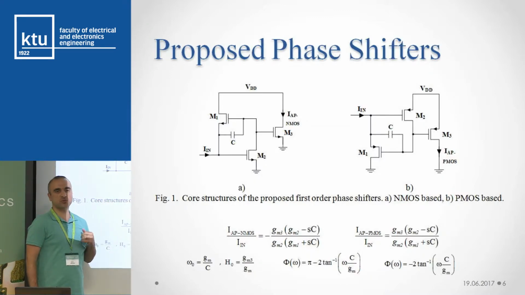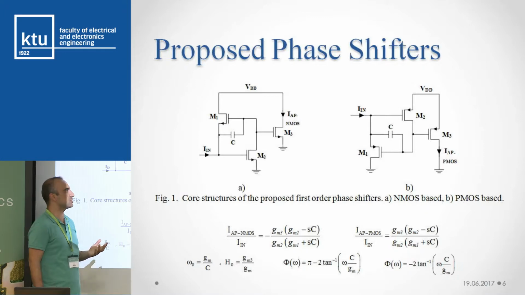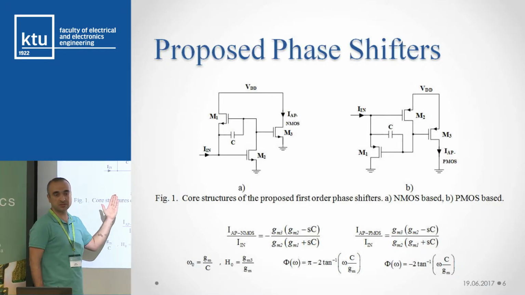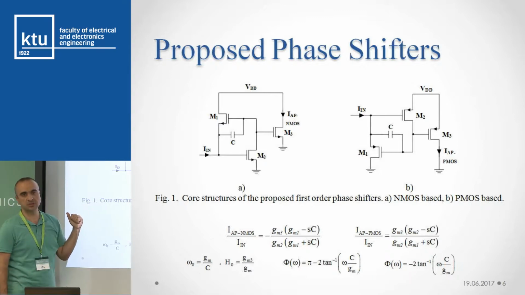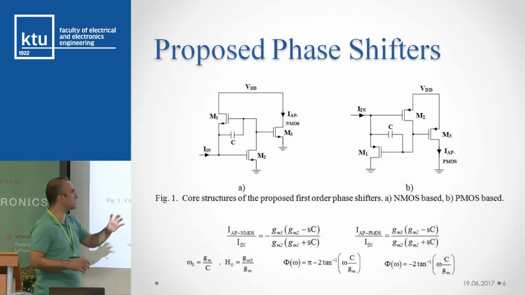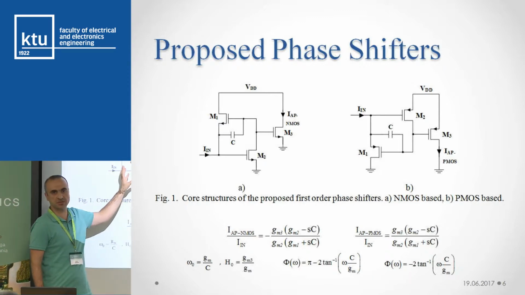These are the proposed first order phase shifter circuits. These are the core circuits. These are the AC implementations. They only include the core circuit. There are no biasing transistors around, as you can see.